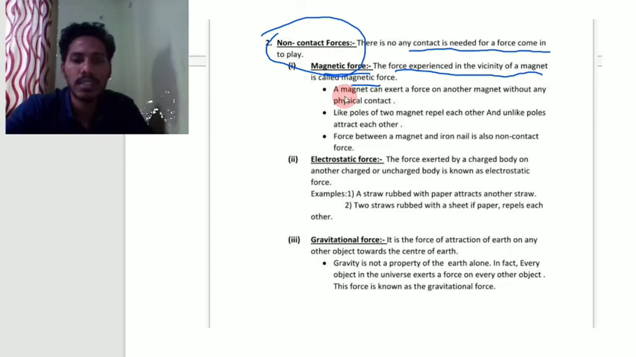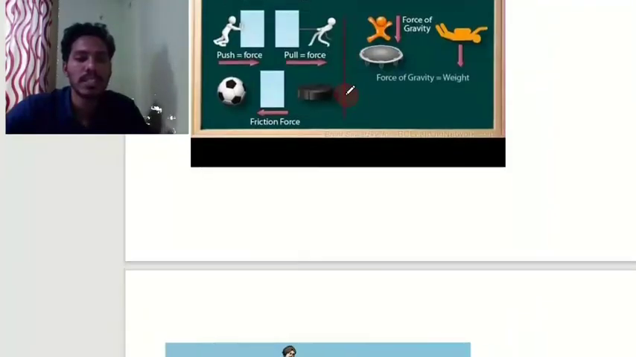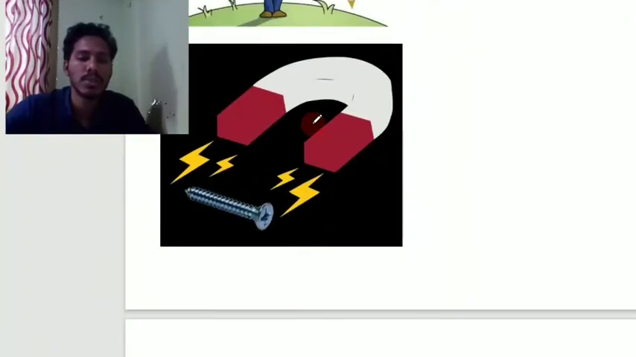We can go through this example. A magnet can exert a force on another magnet without any physical contact. A magnet exerts a force on another magnet without touching it. Also you can see another example here. This U magnet attracts this iron nail without touching it.